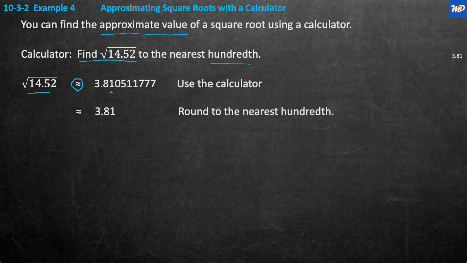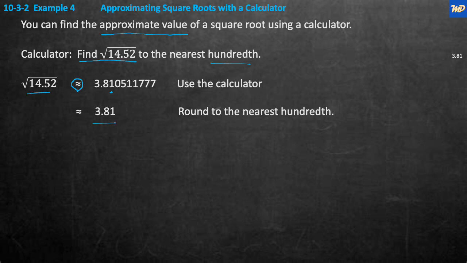3.81. And if you remember how to do estimating, you look at the one digit less than the one you're trying to round, and if it's greater than or equal to 5, you round up. And if it's less than 5, you leave it as it is. So in this case, it's 0, so it's less than 5. So 3.81 is the answer, using the calculator rounded to the 100th.